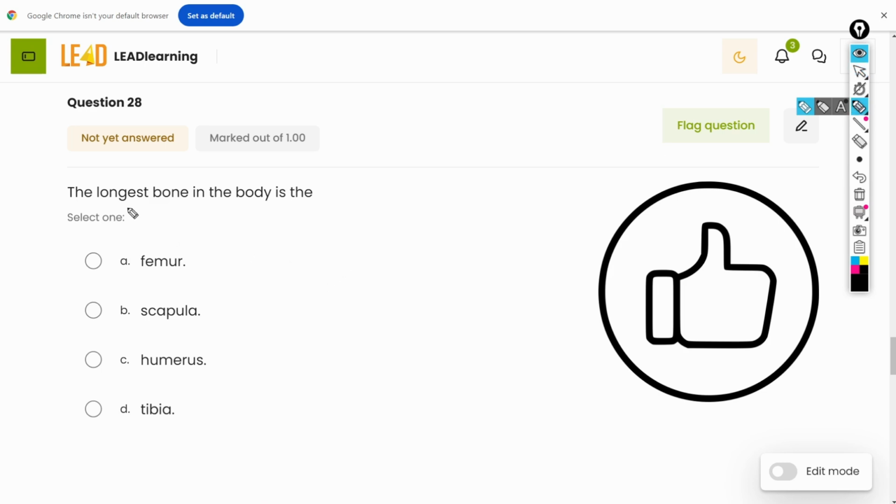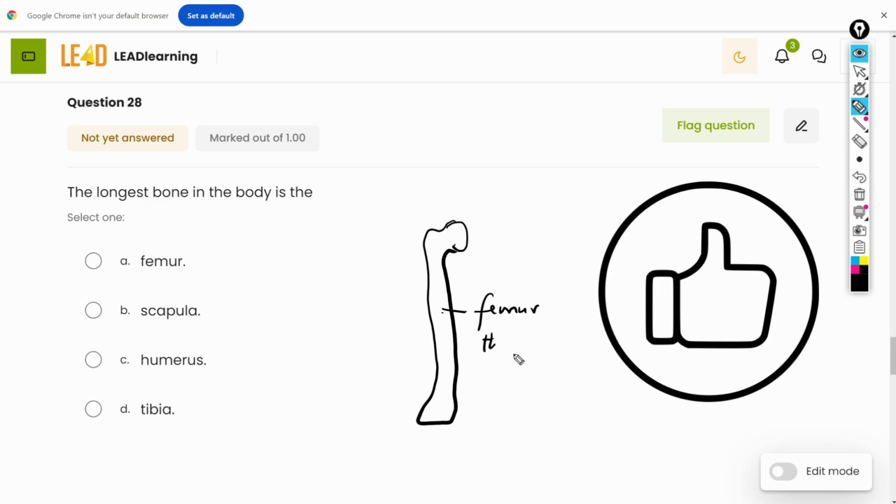Question 28. The longest bone in the body is the thigh bone, also called the femur. It has a ball-like head. This ball-like head fits into the acetabulum of the pelvis. So this is the longest bone in the body. So our correct answer is A, the femur.